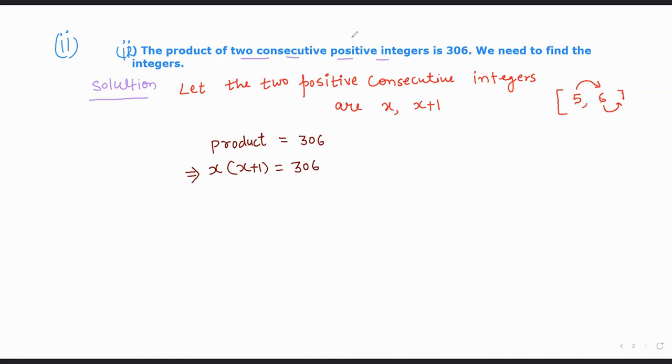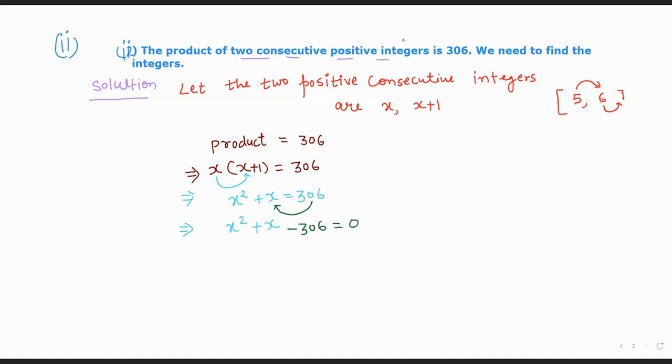Now students, we can simplify it. See, we can write x times x, that is x square, plus x equal to 306. Now, let's take 306 towards the left hand side. So it is x square plus x minus 306 equal to 0.